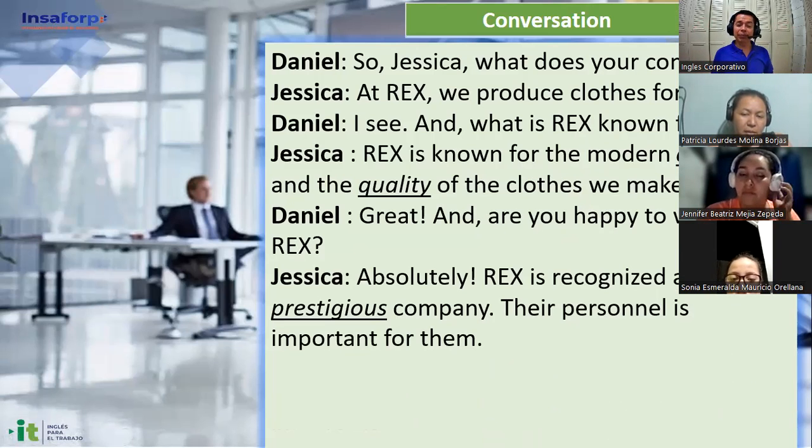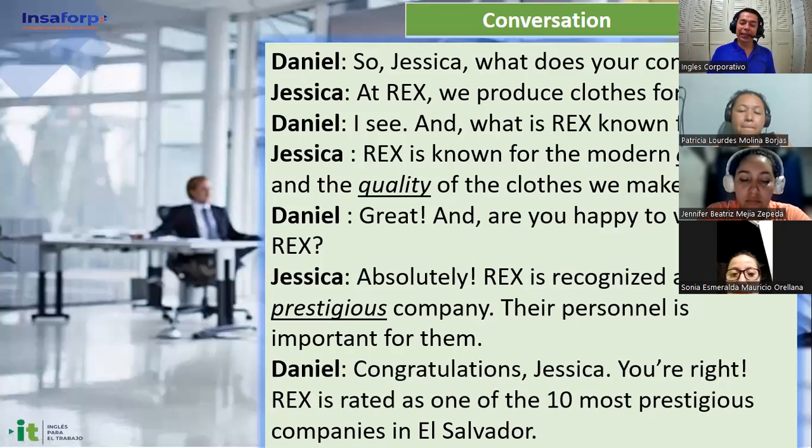The personnel is important for them, right? Similar to Atlantida, sucursal Armenia. The personnel, very nice, right? Okay, continue. And then Daniel says, congratulations, Jessica. You're right. Rex is rated as one of the 10 most prestigious companies in El Salvador, right? No sé si es verdad esto, o si existe Rex. Ustedes me dirán, pero okay, this is the information.